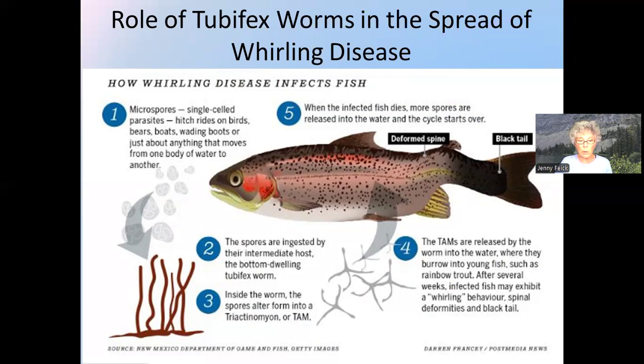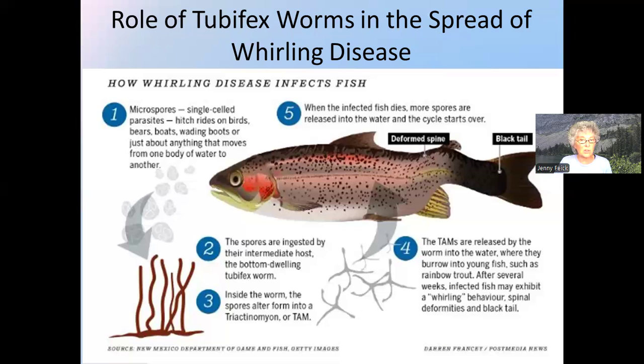The TAMs swim, seeking out young fish that are salmonids. They burrow into the fish, often entering the body through the gills. Once inside the fish, they damage the cartilage in an infected fish's backbone, causing the fish to swim in an abnormal whirling pattern, hence the name whirling disease. The infection kills juvenile fish, and specifically the ones that are salmonids, so trout, salmon, and whitefish.